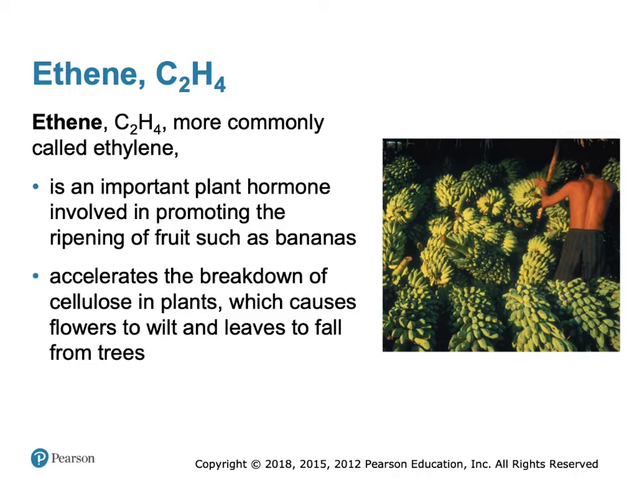I mentioned the low abundance of ethene or ethylene found in nature. Its role in nature is as an important plant hormone involved in promoting the ripening of fruits such as bananas. It accelerates the breakdown of cellulose in plants, which causes flowers to wilt and leaves to fall from trees. Now, if you know anything about hormones, hormones are present in very trace amounts because just a small bit of hormone has a very large effect.